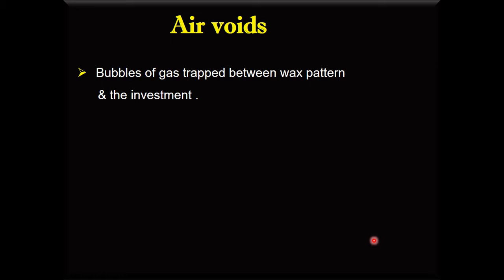Coming on to air voids. The small nodules on a casting are caused by air bubbles that become attached to the pattern during or subsequent to the investing procedure.